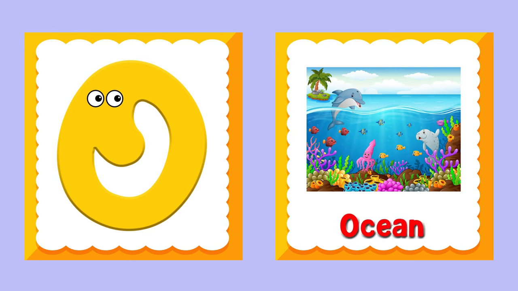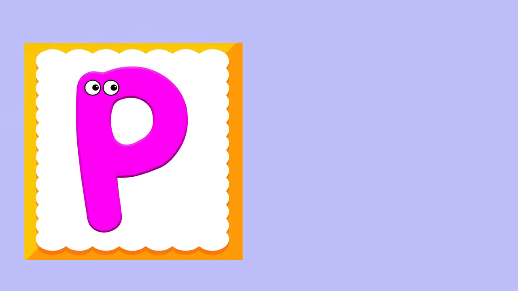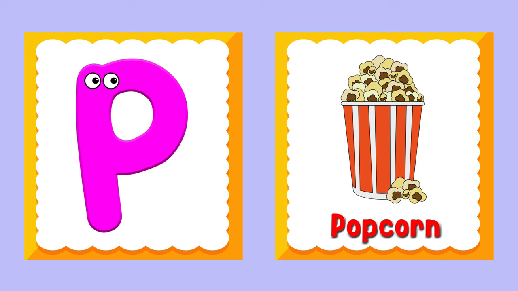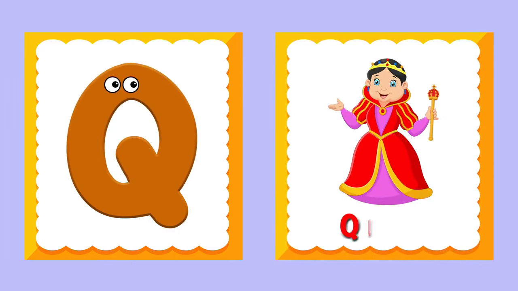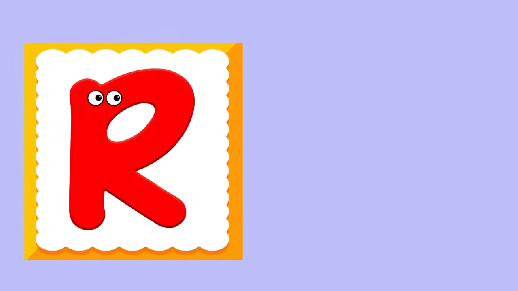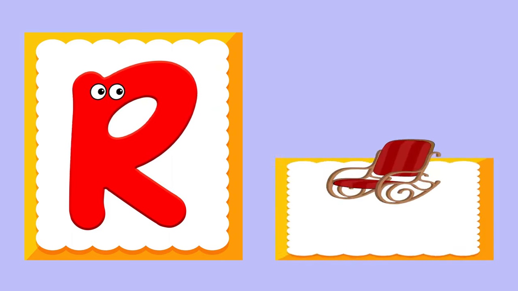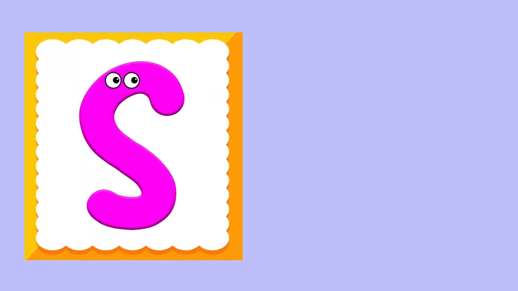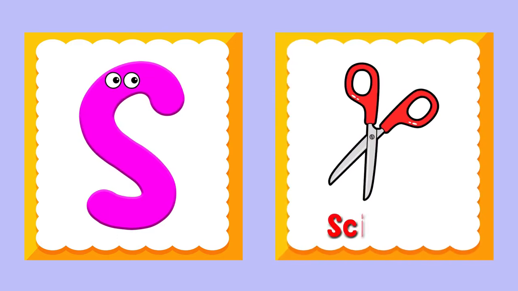O for ocean. P. P for popcorn. Q. Q for queen. R for rocking chair. S. S for scissor.